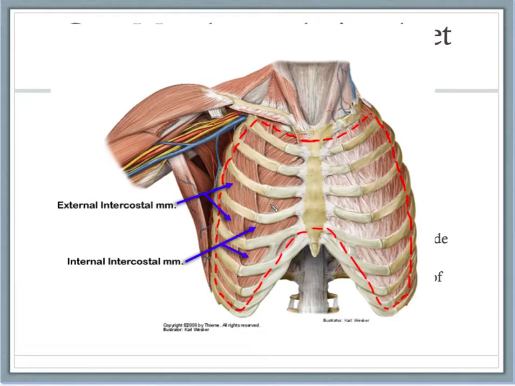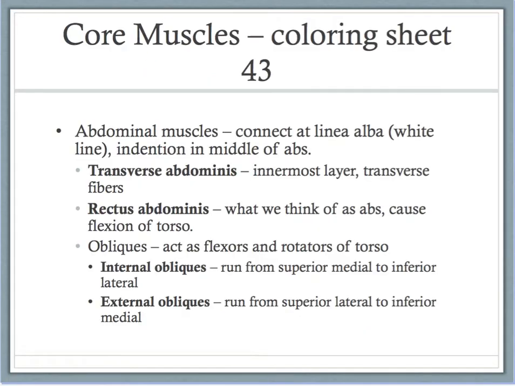So here's a look at them. Your external intercostals are on the outside of your ribs. Your internal intercostals are on the inside, and then beneath that you would have your innermost, which I think are shown over here. So those are your intercostal muscles.